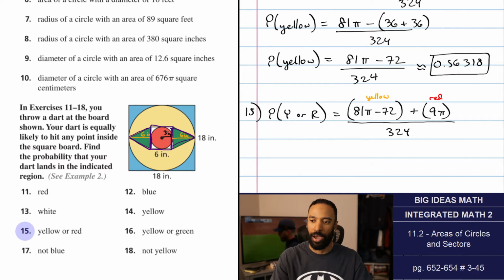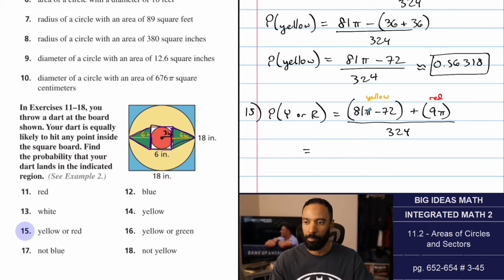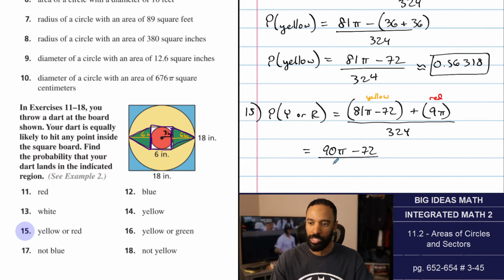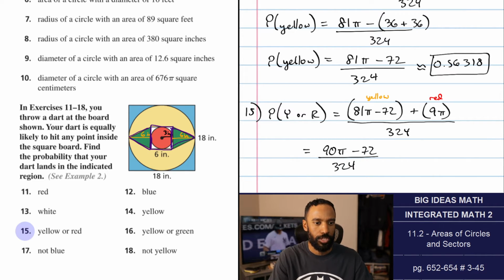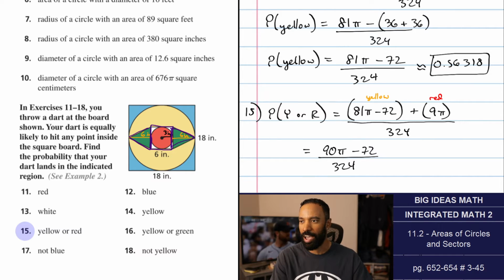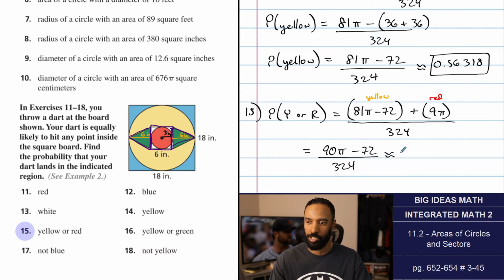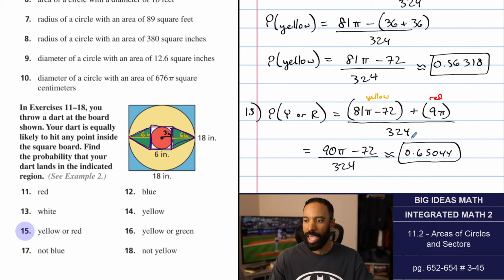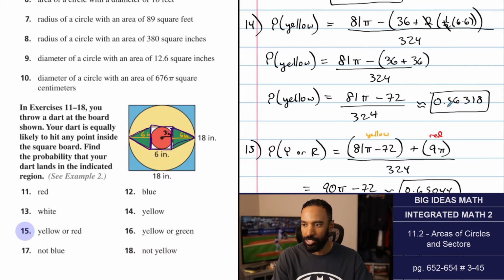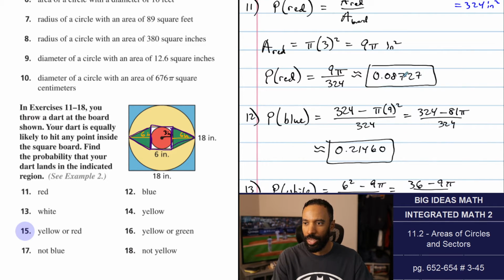So now I could combine. I can now combine 81 pi and 9 pi, and I get 90 pi. So this is at least, even if I didn't reduce the fraction, at least I combined like terms there, and I can type that out. So I'm going to type in 90 pi minus 72 all over 324. So this is 65% odds. So this is 0.65044.